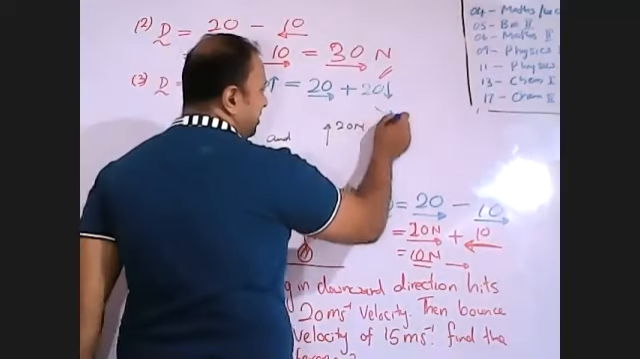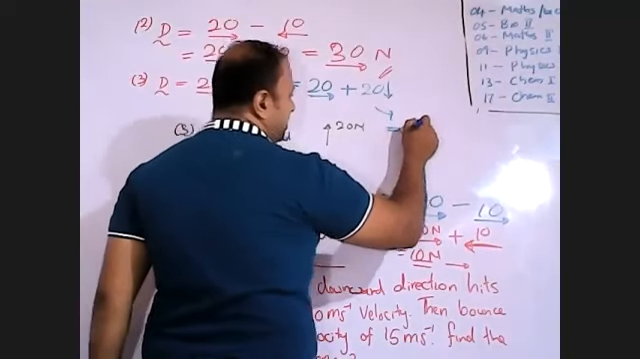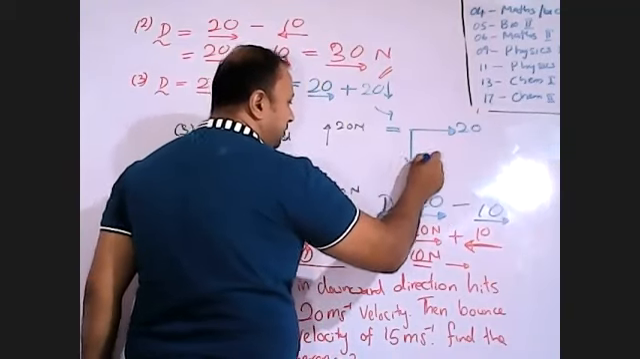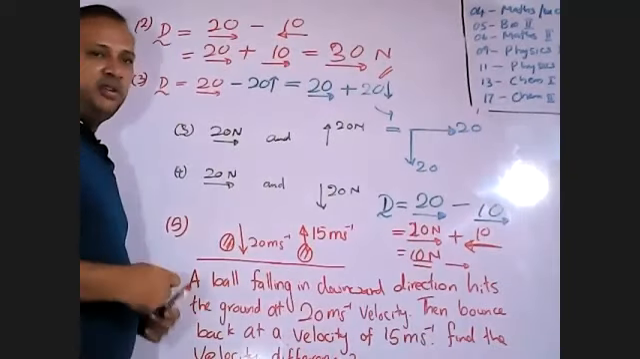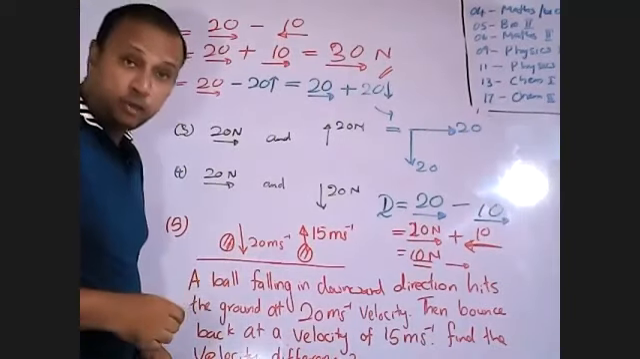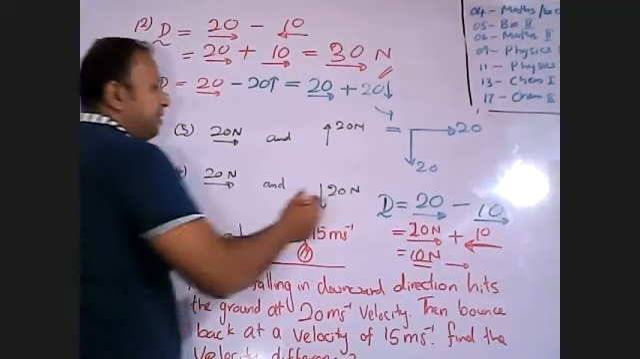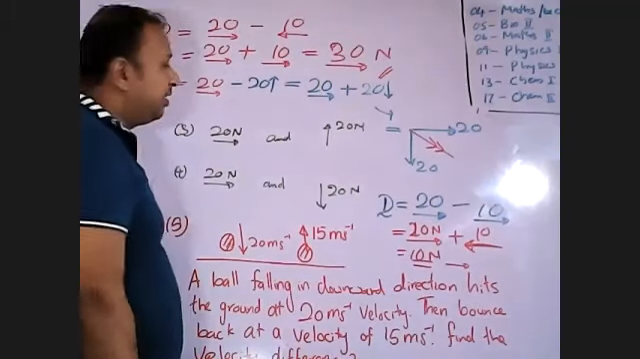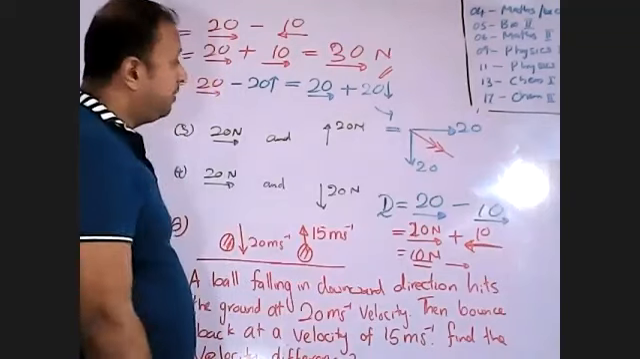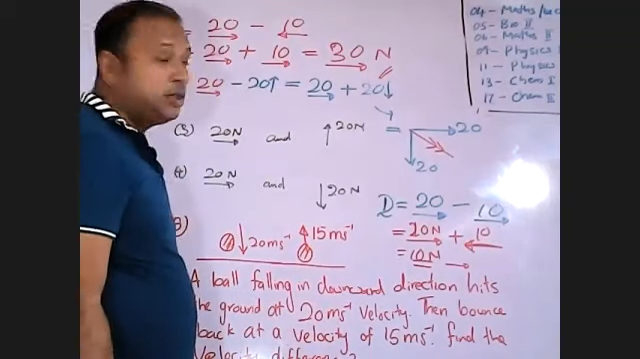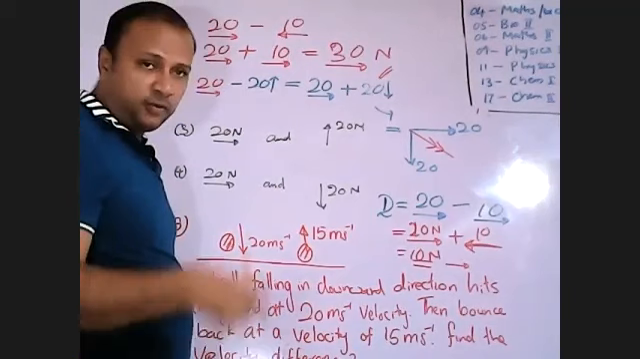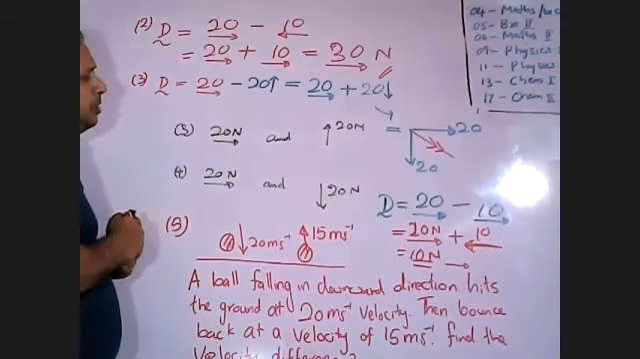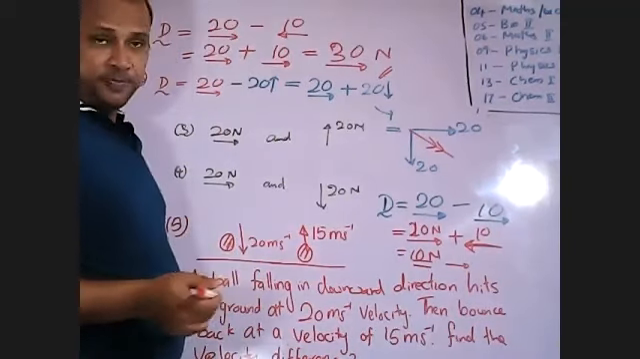That means I can write this one. This is the 20 vector here and the downward direction 20 vector here, and both have to be added. The addition means resultant. The resultant is in this way. So the magnitude of that force will be 20 root 2, the square root of the square of 20 plus the square of 20. So the answer will be 20 root 2 in this direction.